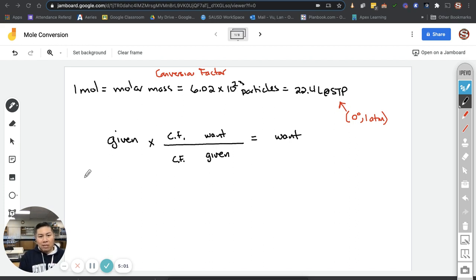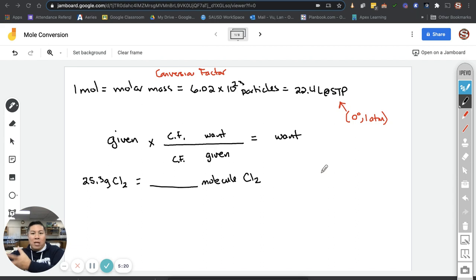So for example, let's say I have 25.3 grams of chlorine gas. I want to know how many molecules of chlorine gas that is, right? So if I have this mass, I want to know how many molecules.